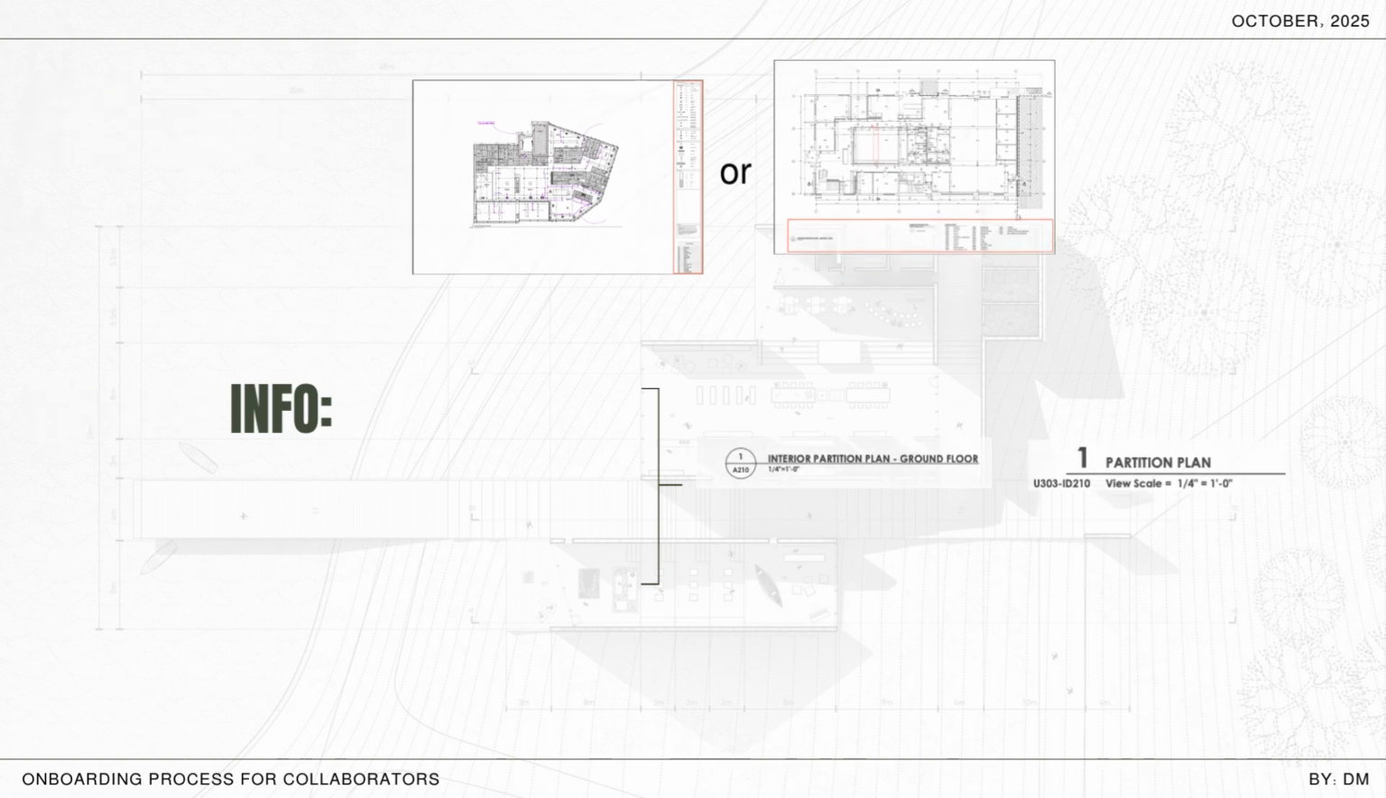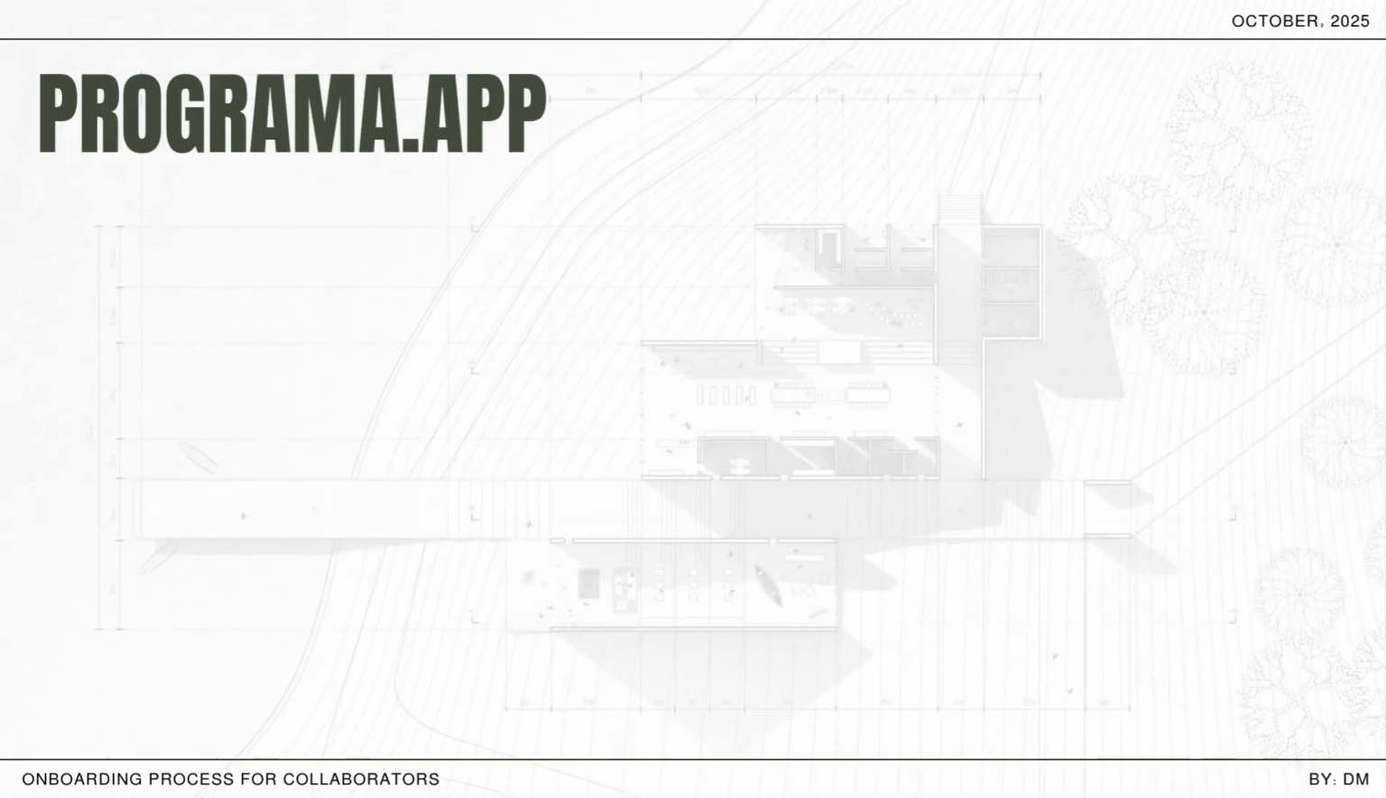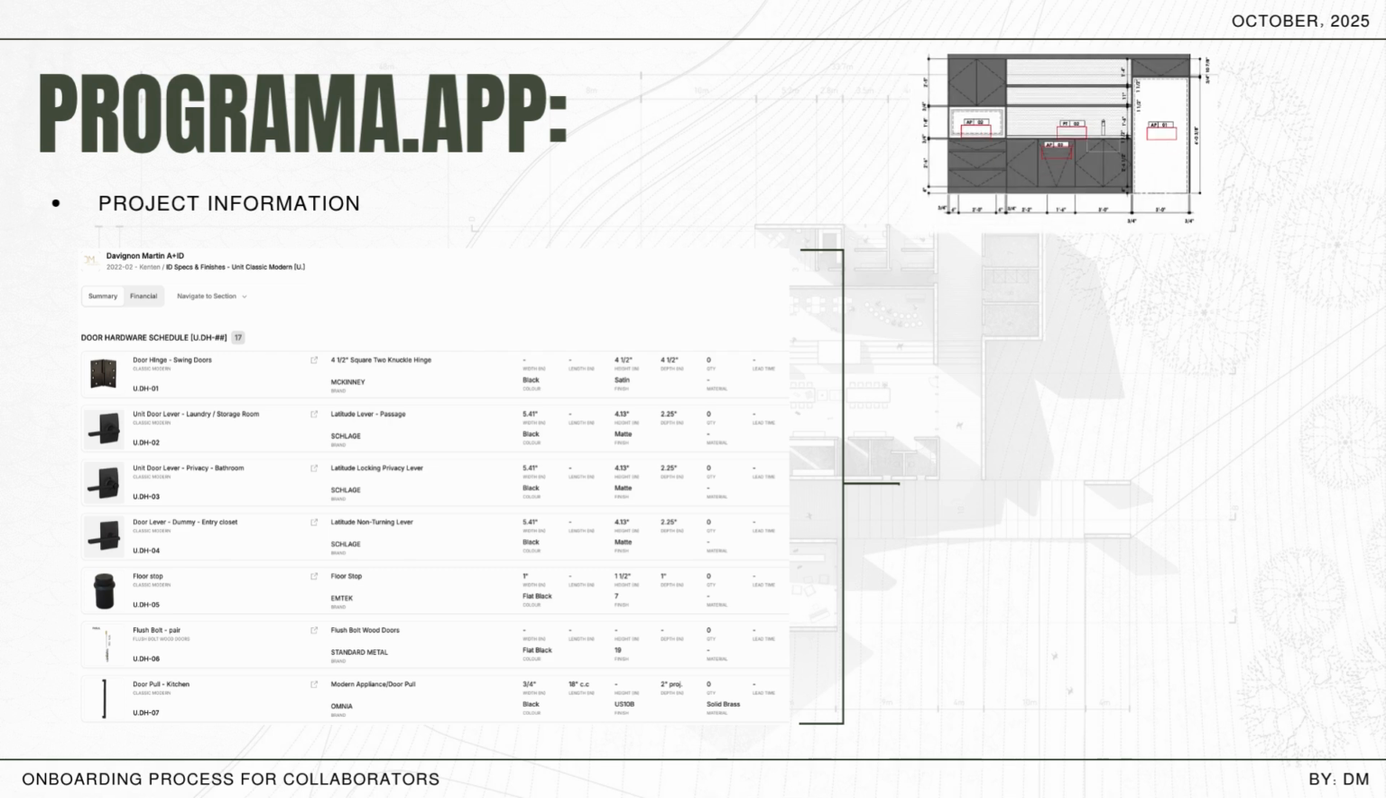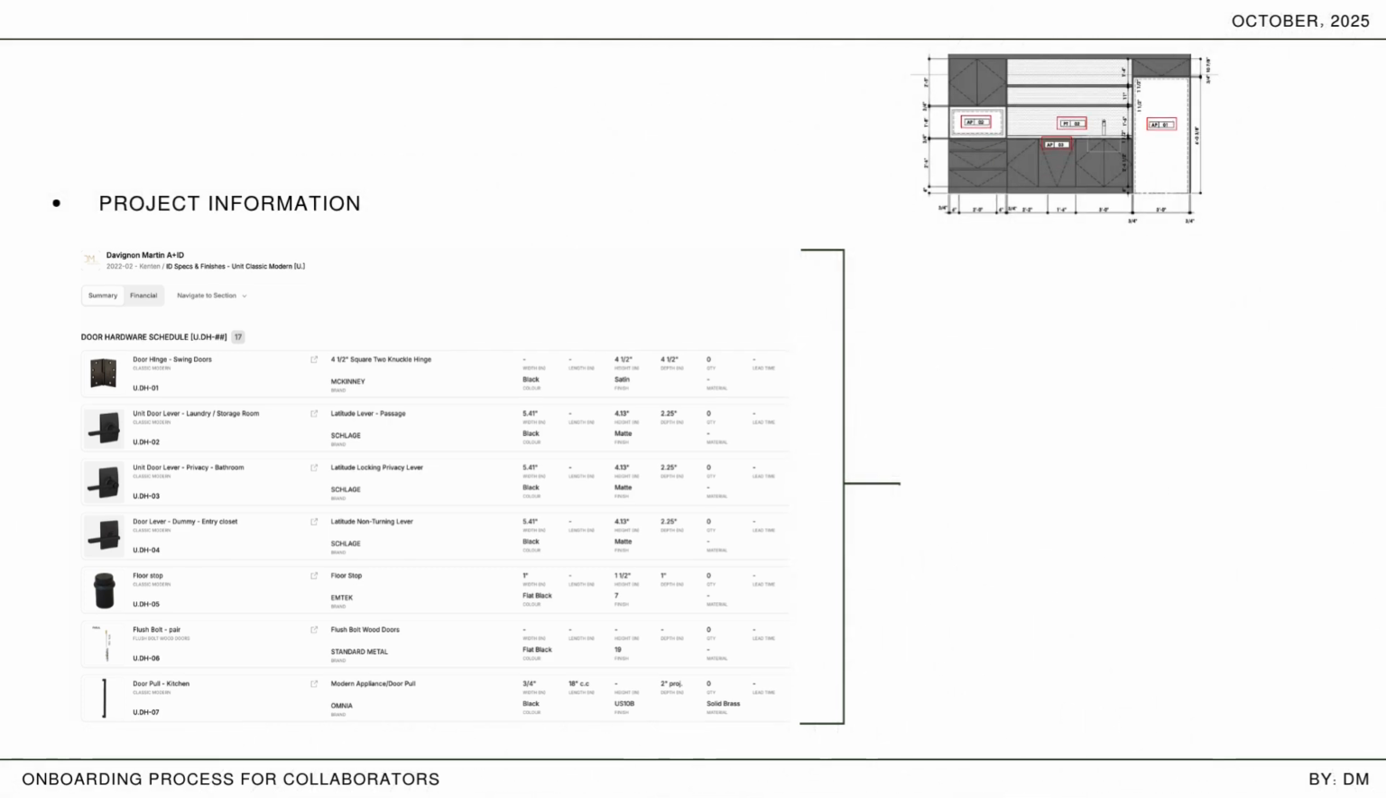Now let's talk about Programma.app. This is where designers upload all essential project information. You'll find codes there that correspond to what you'll tag in your drawings, such as O, other hardware, PF, plumbing fixtures, MW, millwork, FF, floor finishes, LF, decorative lighting, TF, tile and stone finishes, PT, ceiling and wall finishes, AP, appliances. Make sure to use these exact codes in all your tags across plans and elevations.